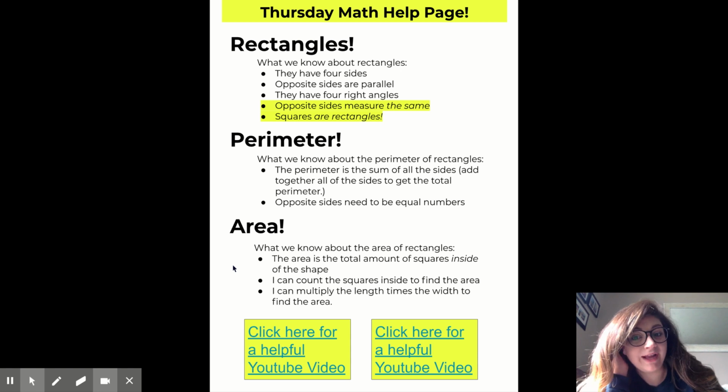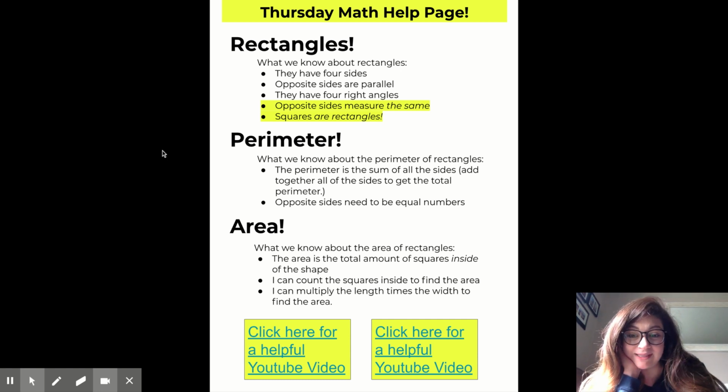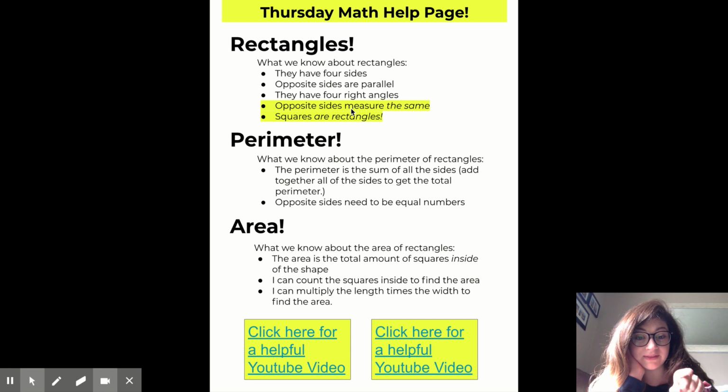What we already know about rectangles is that they have four sides. The opposite sides are parallel. They have four right angles. These are the important ones. Opposite sides measure the same, and squares are also rectangles. What we already know about perimeter is that the perimeter of rectangles is the sum of all of the sides.